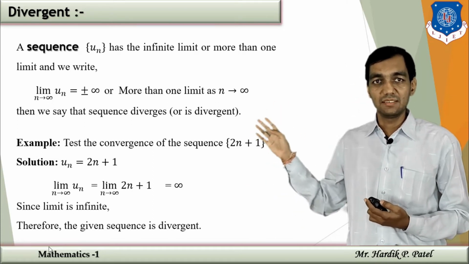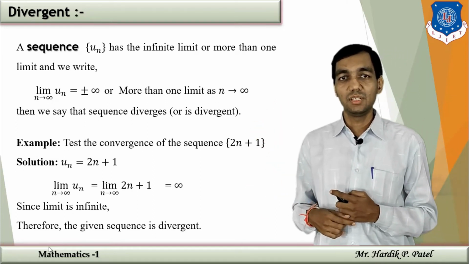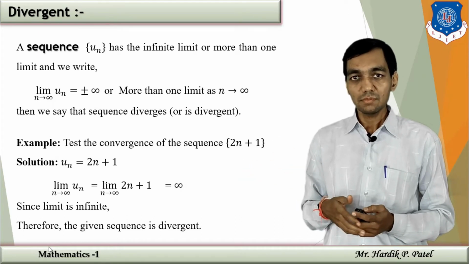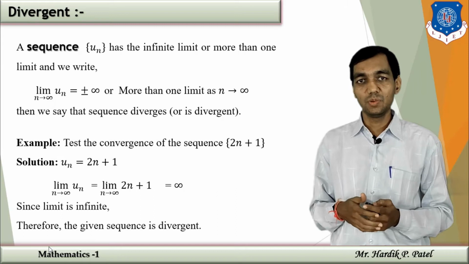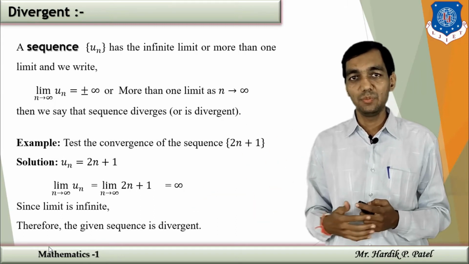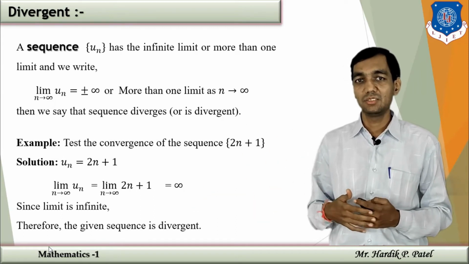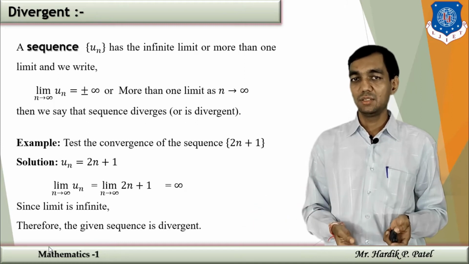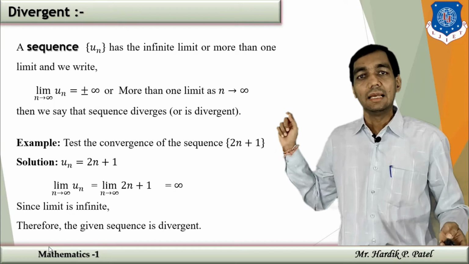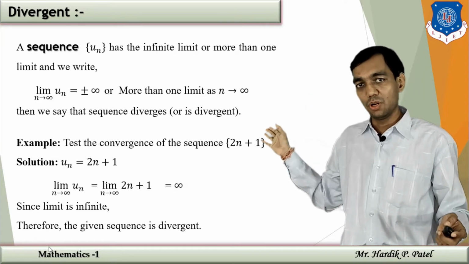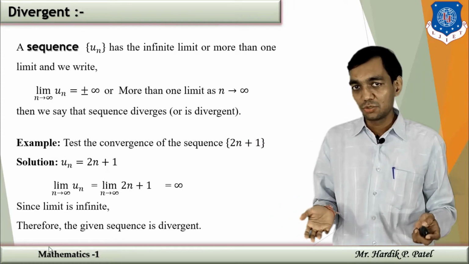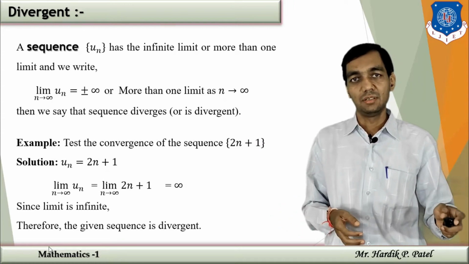Here we are starting with one example. Test the convergence of the sequence 2n plus 1. So un is 2n plus 1. If you are going to apply the limit to un, then you have the limit as n tends to infinity of 2n plus 1. And if you substitute n as infinity, then you will have an infinite value for the limit of the nth term un. And since it is infinite, your sequence is divergent.